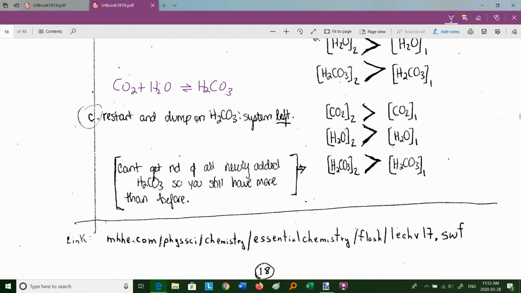So if we were going to dump in some H2CO3, well then the system would shift to the left, right? Because H2CO3 will get larger, and Le Chatelier goes, whoa, I don't like that it got larger. I want to try to relieve the excess H2CO3 that I dumped in. So I'm going to shift to the left. So my CO2 is going to go up. So my second CO2 is going to be greater than my first. My second H2O is going to be greater than my first. And I can't get rid of all the H2CO3 that I dumped in as I disturb the equilibrium. So there'll still be more than before.